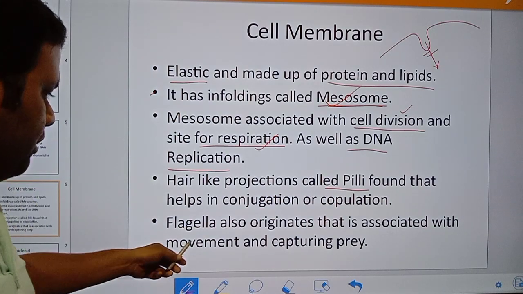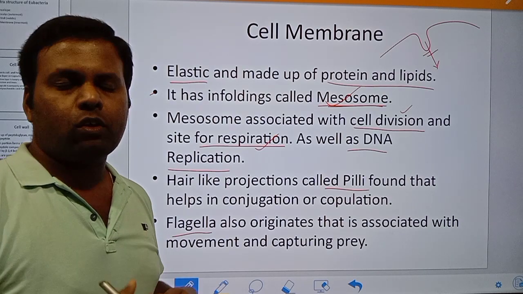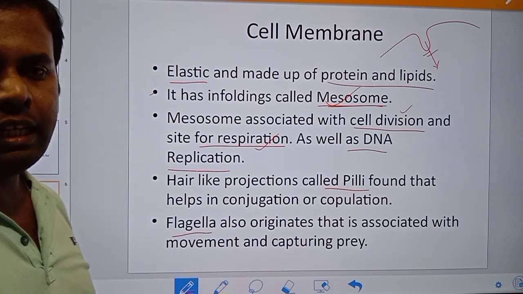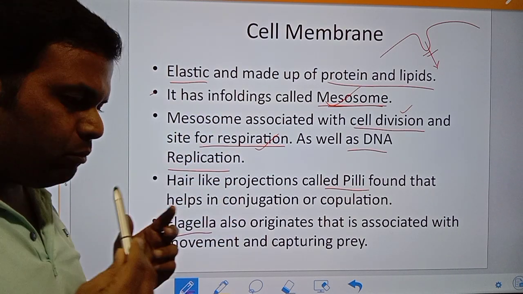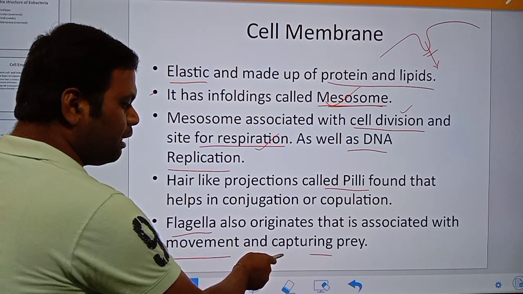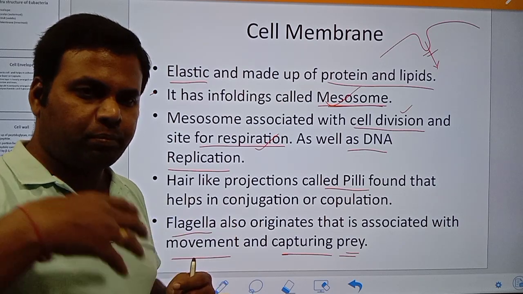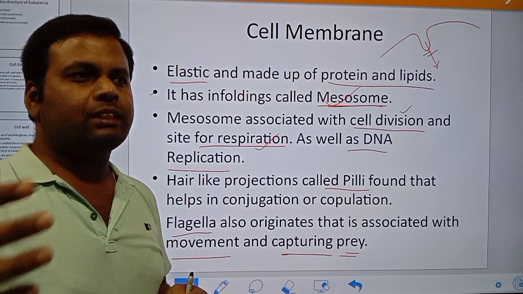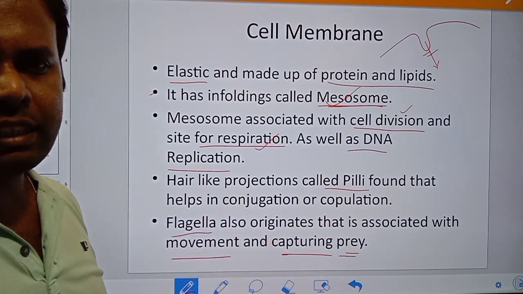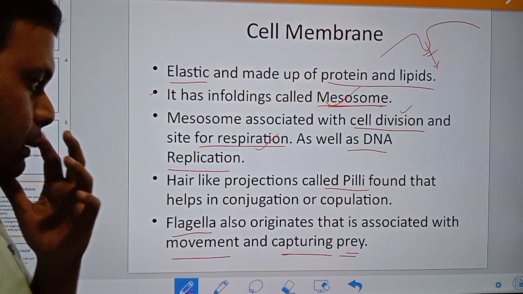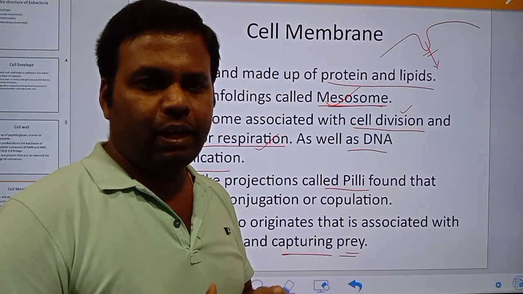Remember, flagella are the locomotive organelle in case of this prokaryotic cell, which also originates from here in the cell membrane, and it is mostly associated with movement as well as capturing prey. Predator means hunter, and prey means the one that is hunted, the food. So capturing food can also be one of the functions of this flagella. So this is all about the cell membrane.